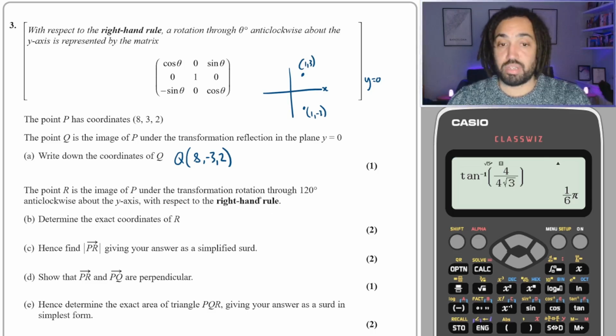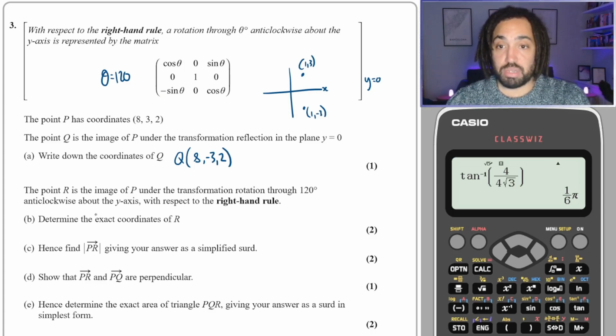Perfect. Okay, next it says that the point R is the image of P under the transformation rotation 120 degrees anti-clockwise about the y-axis. We've already got this. So in this case theta is 120, and we can use this matrix here, with respect to the right hand rule. Determine the exact coordinates of R.